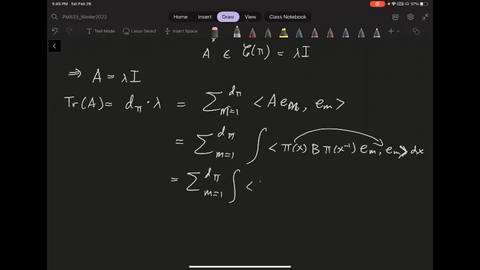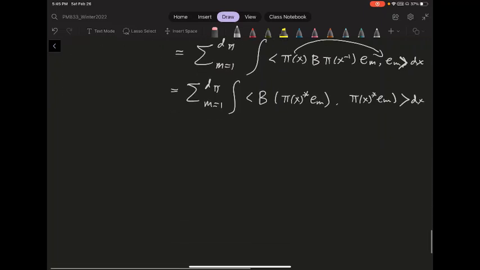I have an integral of b applied to this vector, pi x inverse or pi x star applied on En, and inner product with the pi x star on En again, and this whole thing dx. And you can move the summation inside the integral, of course. So let's just move the integral outside. Okay, so let's do the integral of this whole thing.